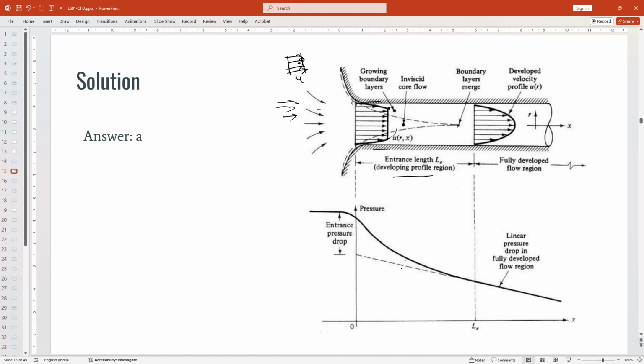Now the pressure along the axial direction is plotted here. The inlet pressure is constant. Once it reaches the entrance, it changes abruptly and tries to readjust itself. It reduces, but not in a linear way. Once it is fully developed, the pressure drop becomes more linear. With this understanding, if you read the statements, you will get more clarity.